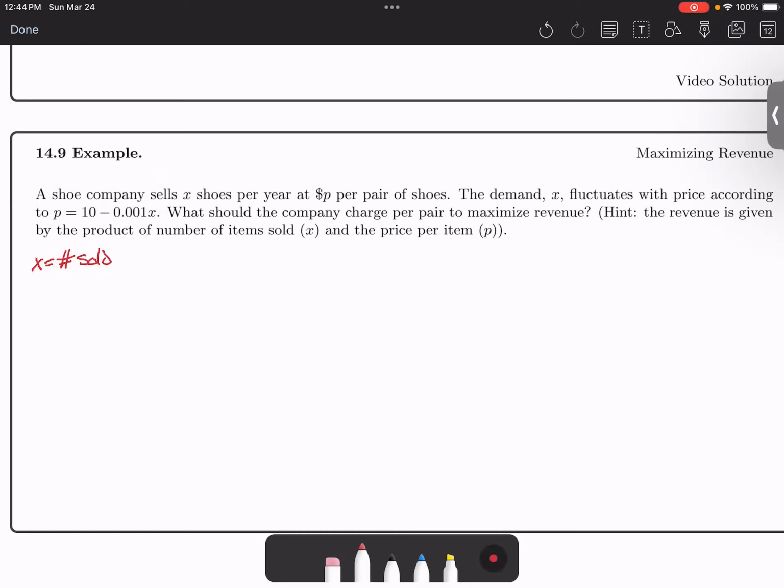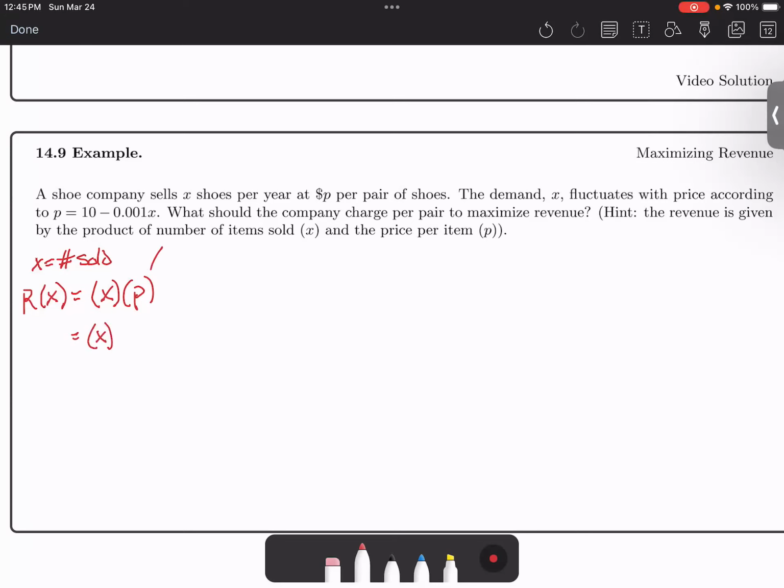So we're looking for a revenue equation. And the revenue is going to be the number sold. In fact, I don't know why I created a new variable for that. It's called x. The number sold times the price per shoe, right? Like if we sell 2 shoes at $5 a piece, then it's 2 times 5, that gives us $10. So number sold times price per shoe is going to give us our revenue.